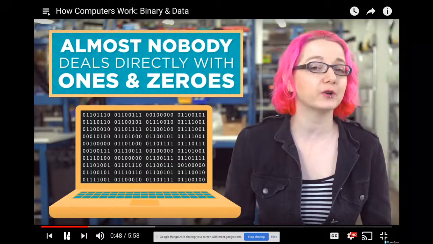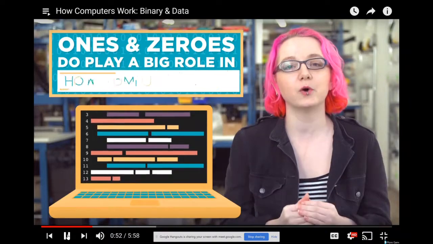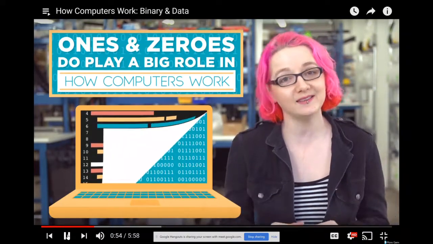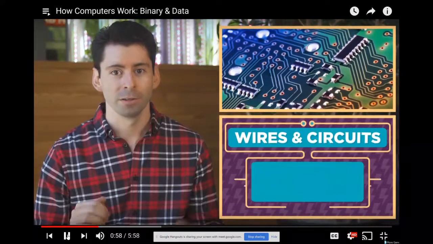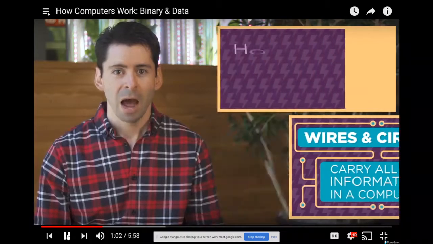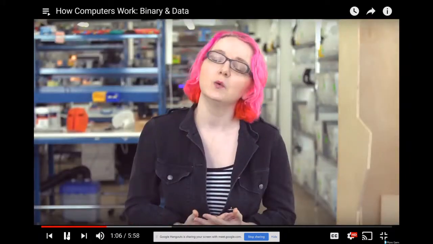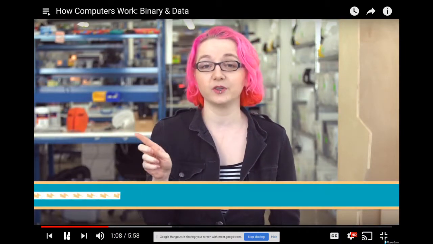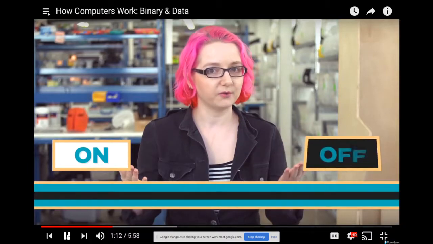Today actually deals directly with these ones and zeros. But ones and zeros do play a big role in how computers work on the inside. Inside a computer are electric wires and circuits that carry all the information in a computer. How do you store or represent information using electricity? Well, if you have a single wire with electricity flowing through it, the signal can either be on or off.